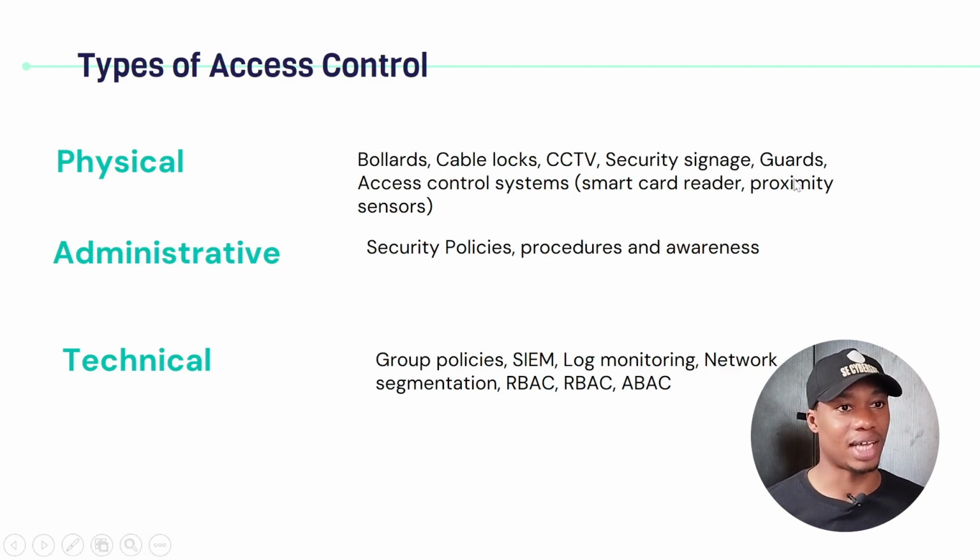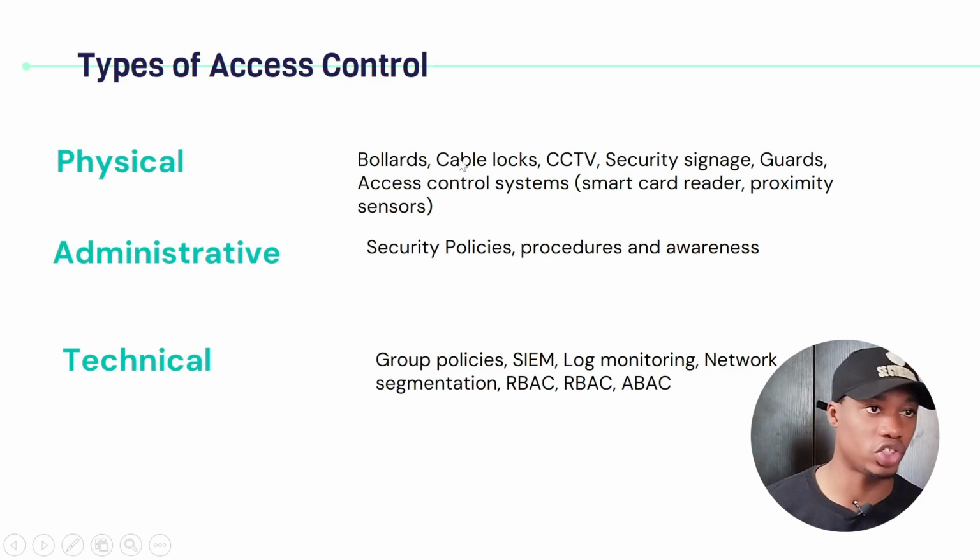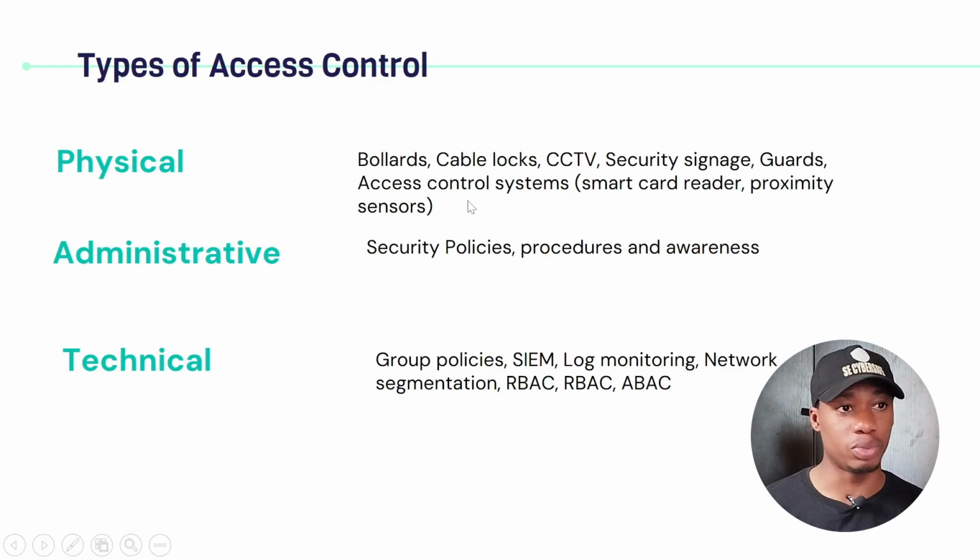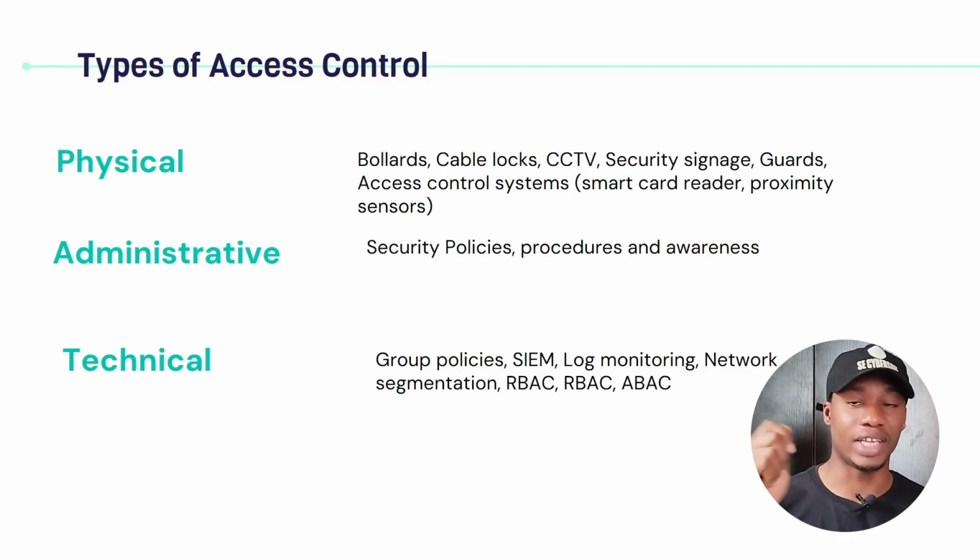Then we have guards, as usual. We have other access control systems like smart card readers. Without the smart card reader, you can't gain access to a particular room. Without proximity sensors, you won't be able to gain access to a particular place. There are lots of other physical access controls, but I can't mention all of them now. As you go further, you'll see some of them when you start working for organizations that have them in place. I'm sure when you visit banks, and I keep referring to banks because they enforce most of these things given how sensitive their whole organization is, you see some doors that open with card readers.